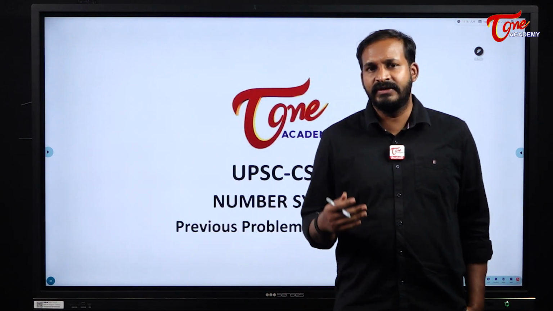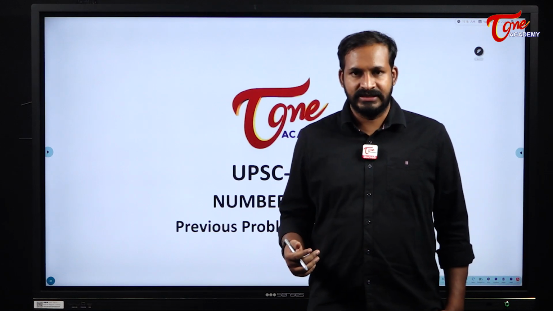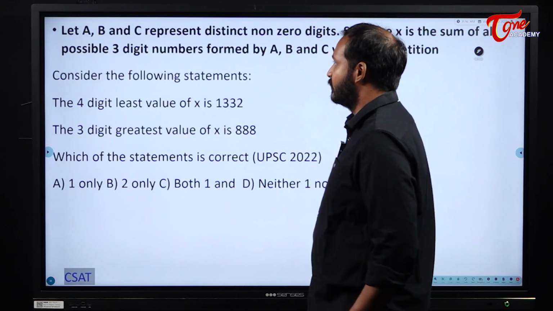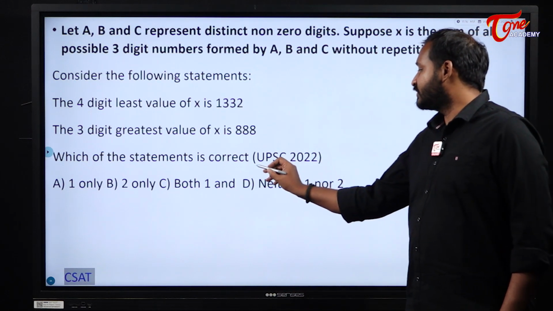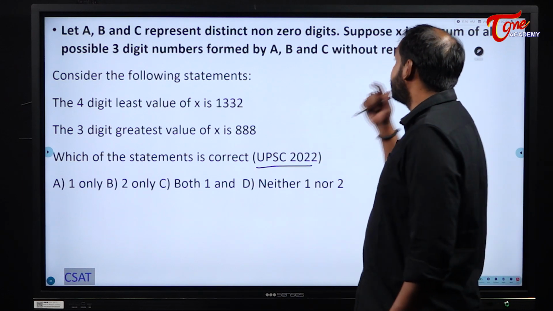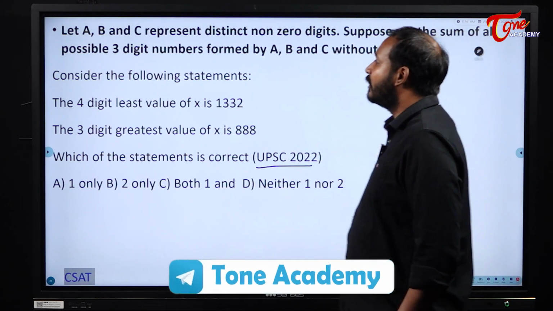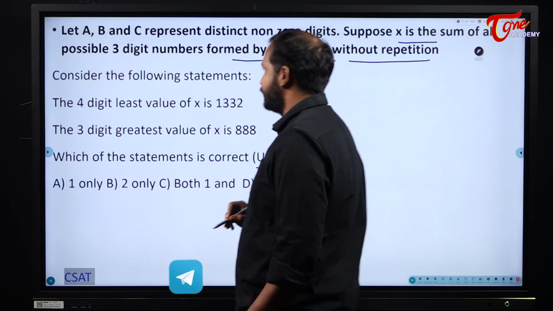So in this session, we will see some of the previous year's questions from the concept of number system. Now see here, let A, B, C, this is one of the questions which was asked in 2022. Let A, B, C represent distinct non-zero digits. Suppose x is the sum of all the possible 3-digit numbers formed by A, B and C without repetition.